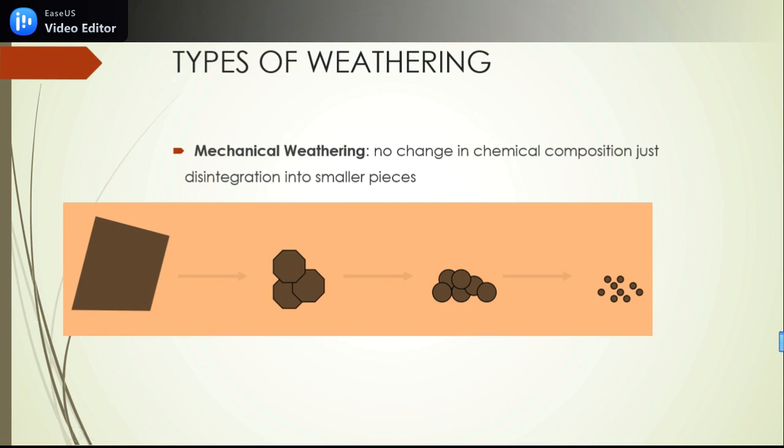Let's now look at types of weathering. One, there is what we call mechanical weathering. In mechanical weathering, there is no change in chemical composition. It's just disintegration into smaller pieces. You can see the process here. It has started with one large rock. It has disintegrated to smaller parts of the rock, again to smaller parts, and to the smallest parts of the rock.